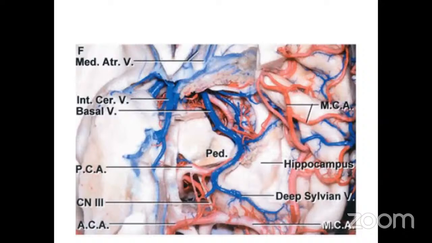In this picture, we can see the internal cerebral vein along with the basal vein. This is the peduncle, this is the crural part, ambient part, and the quadrigeminal part of the basal vein.